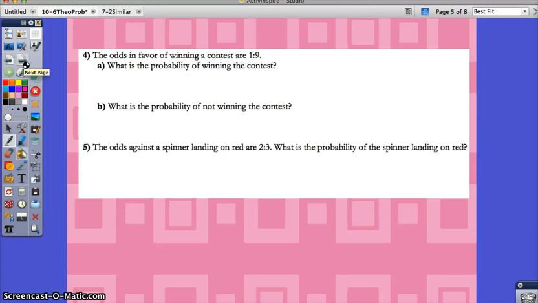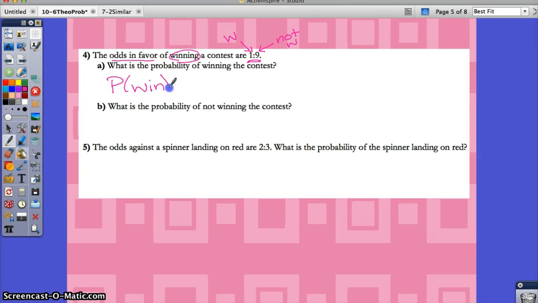The odds in favor of winning a contest are 1 to 9. I like to label this. It personally helps me. So this is odds in favor, which means of winning. So the first number is the way you can win, and the second number is the way you cannot win. I think just doing a quick label will really help you. So what is the probability of winning a contest?